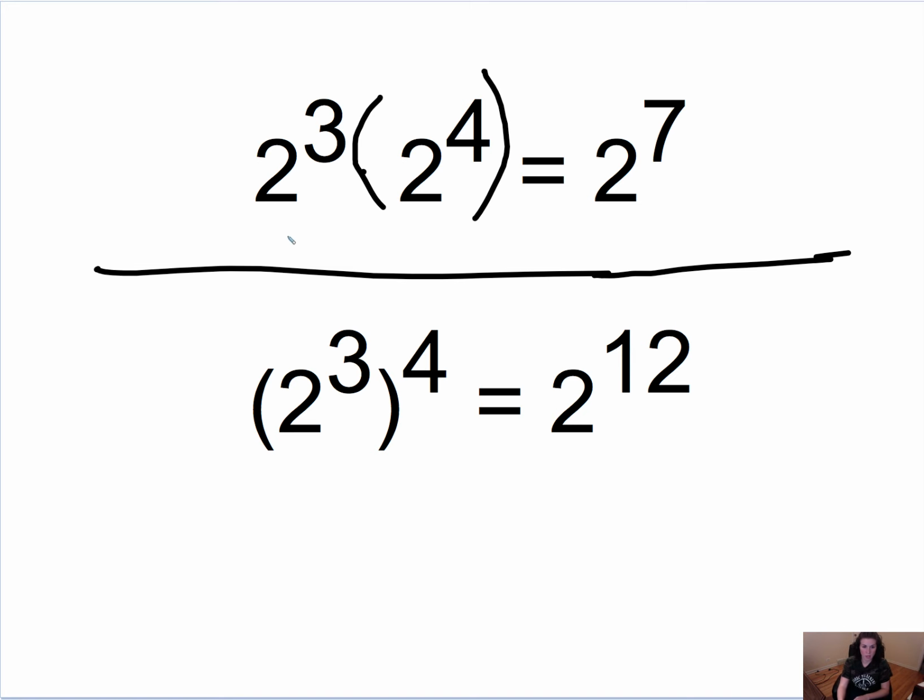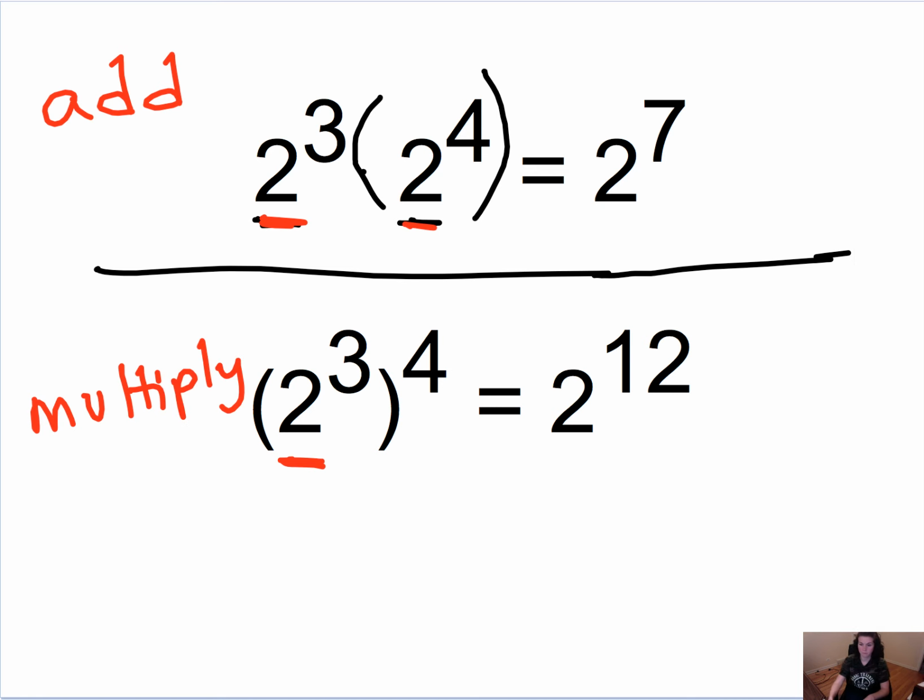How many bases do I have on the top? 1, 2. Remember that big number is the base, so 1, 2. How many bases do we have on the problem on the bottom? Only 1. So when you have 2 bases and you're multiplying the powers, you want to add the exponents. When you only have 1 base, and this is called power of a power, that's when you want to multiply the exponents. Okay, so I just want to make sure you saw the difference between those two.